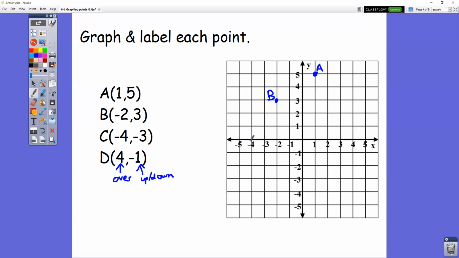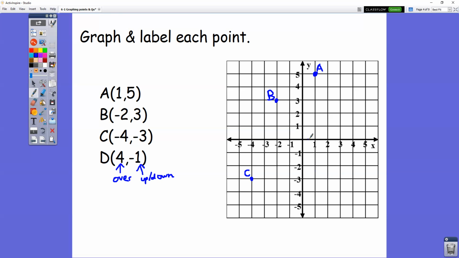Going over to -4, down to -3. This is where C would be. And think about where 4, -1 would be. 4, -1.